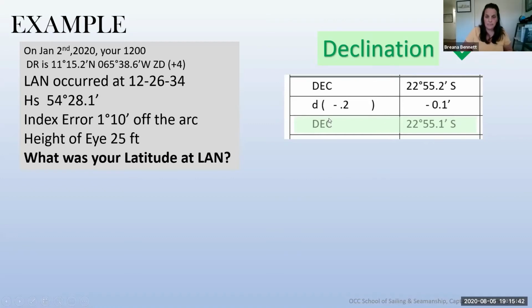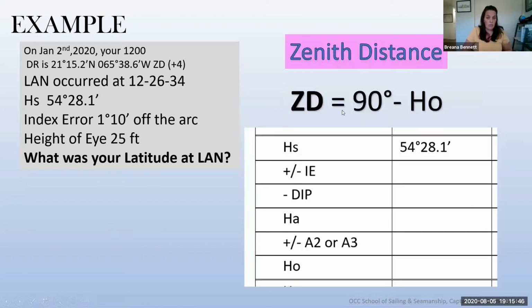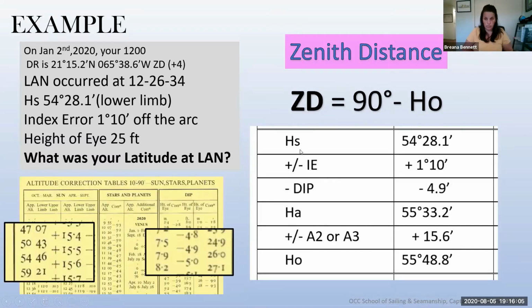Okay. So we have declination, check. Good with that. Now we need to get our zenith distance. Our zenith distance equals 90 minus HO. We have HS. So we need to calculate what our HO is going to be using our index error, dip, and our A2. So our index error was 1 degree, 10 minutes off the arc. So it's off the arc, we're going to put it on. So we're going to be adding that.